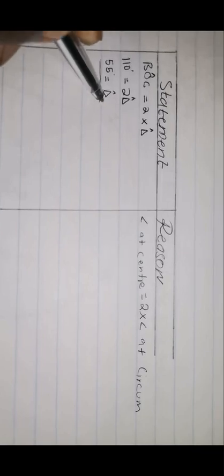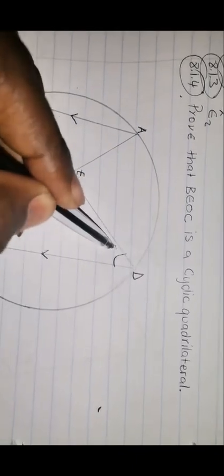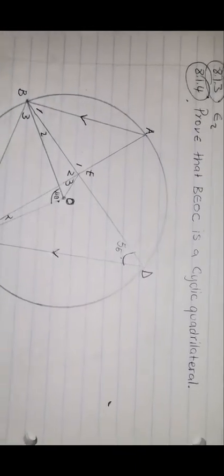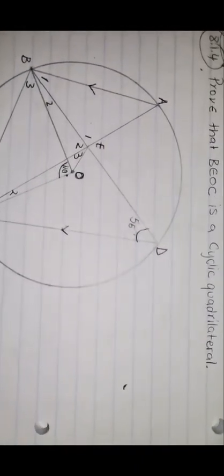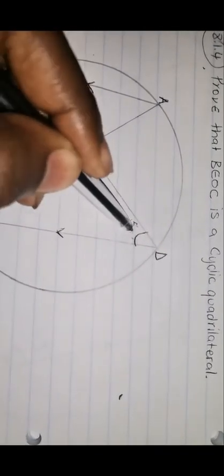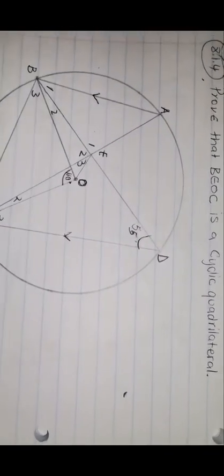Now what is the value of BOC? 110 is equal to 2 times angle D. Then I'm going to divide both sides by 2. Then D is 55. D is equal to 55. I hope you understand, guys. Let us go back to angle D, this 55. It's 55 here. Yes. Then we are done with angle D.